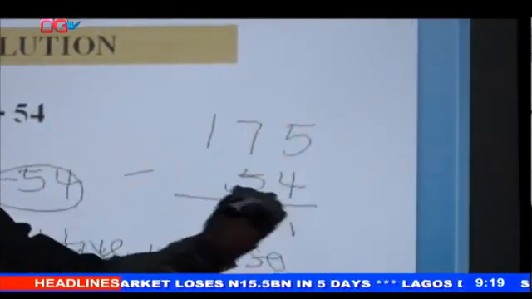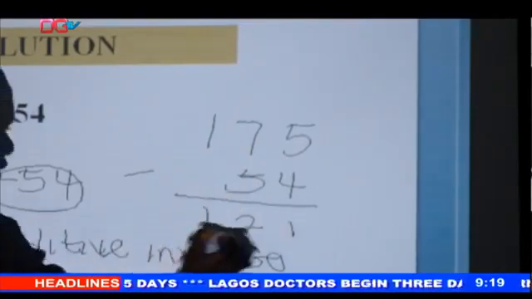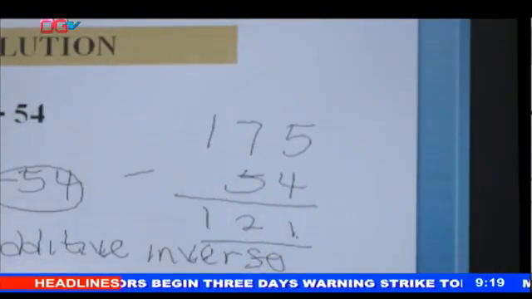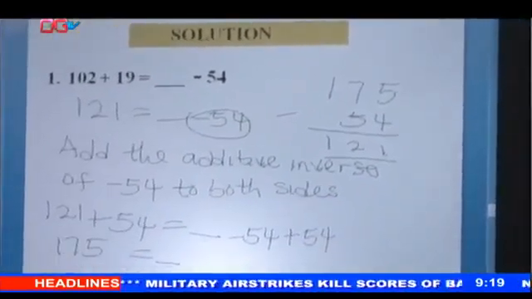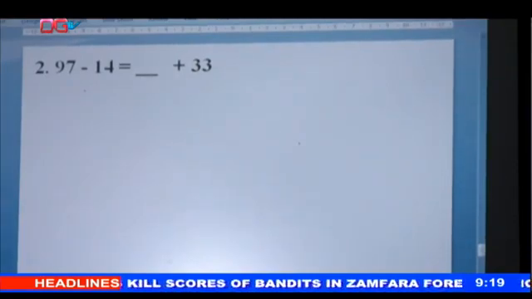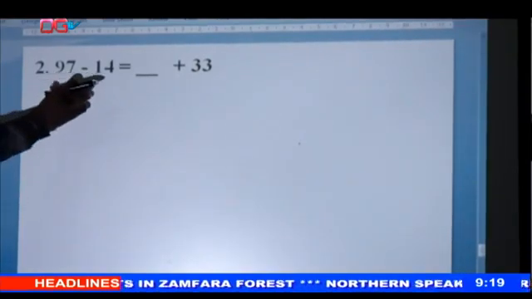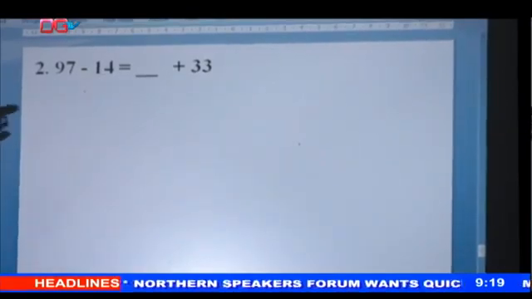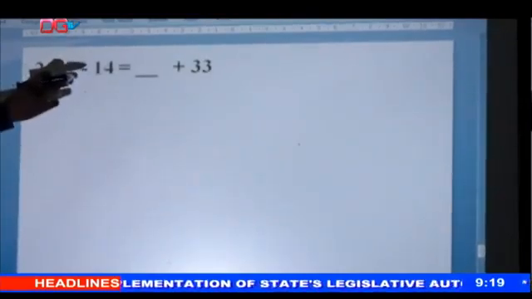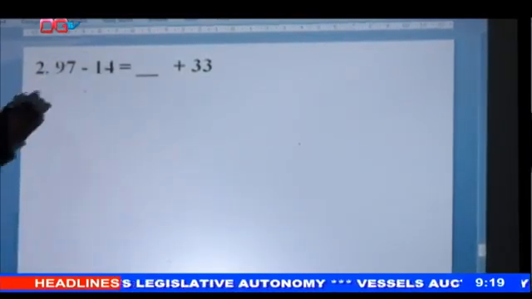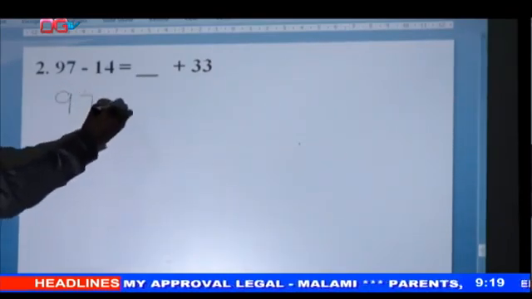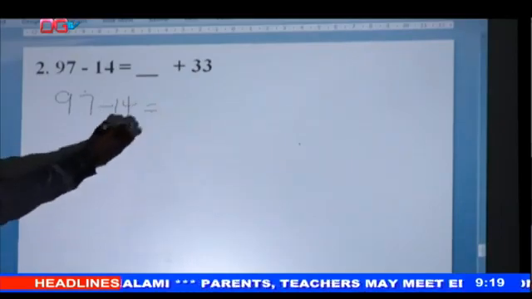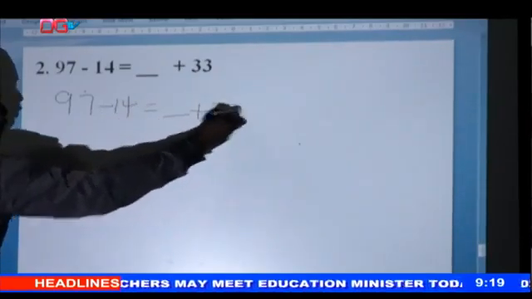175 minus 54: 4 from 5, 1, 2, 1. Correct. So the missing value here is 175. Now the second question. Here, I told you that we are going to solve this side first before finding the additive inverse of plus 33. Here we have 97 minus 14 equals dash plus 33.